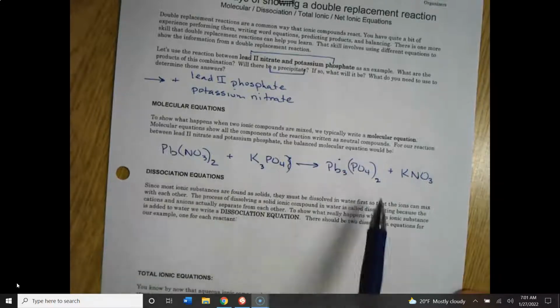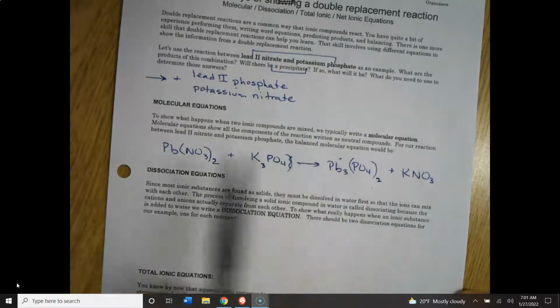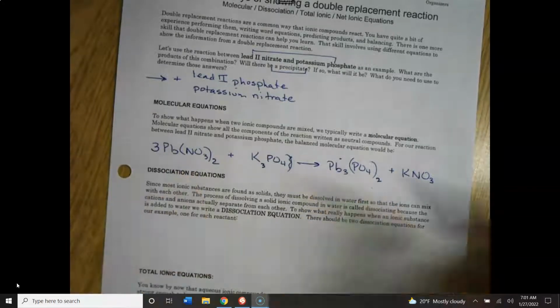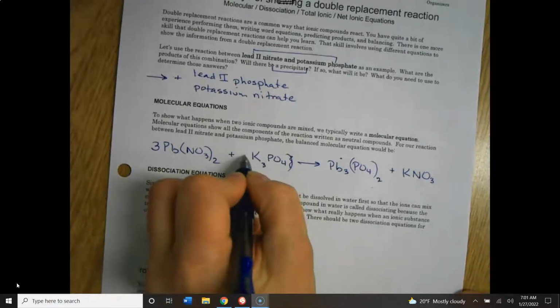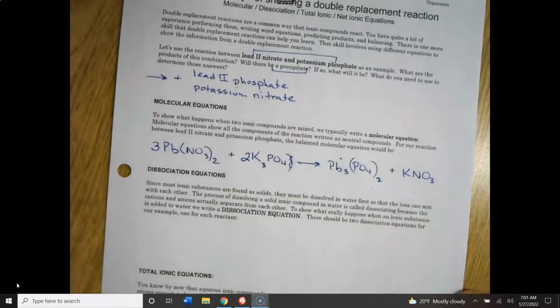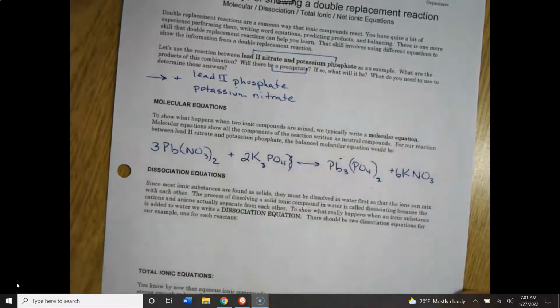So if I take a look, I'm going to start with this guy. This guy's the most complicated. I got 3 leads here, so I need 3 leads there. I got 2 phosphates here, so I need 2 phosphates there. 6 nitrates and 6 nitrates means I put a 6 out in front, so now I'm balanced.